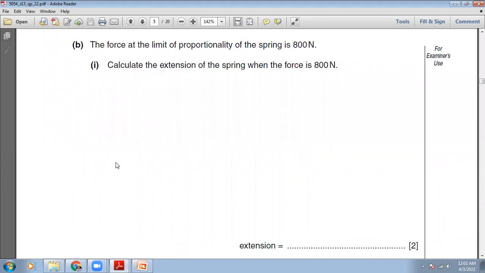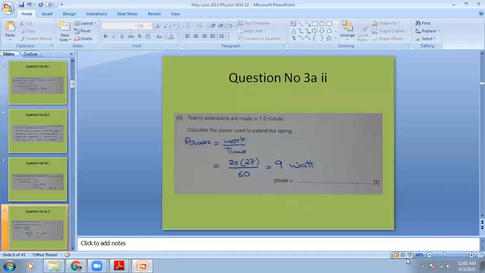Then they say the force at the limit of proportionality of the spring is 800 Newton. Calculate the extension of the spring when the force is 800 Newton. So I will use the proportion method. This much load, this much extension; this much load, how much extension? So let me show you.